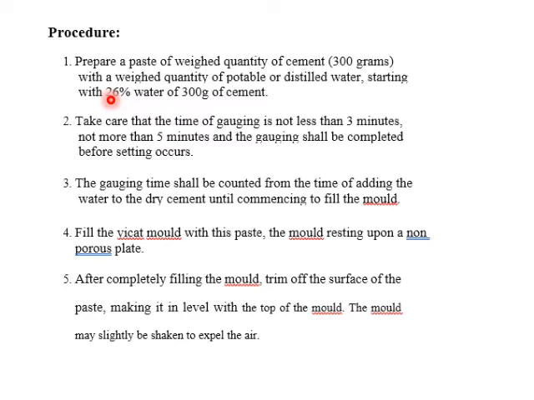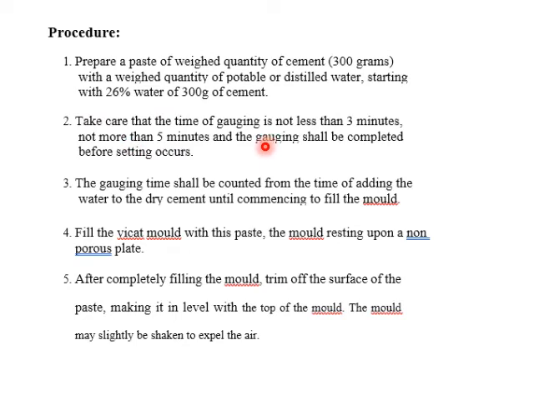So 26 divided by 100 into 300. Okay. So calculate that and take a measuring jar, take the right amount of water. And since this is water, you need to use the lower meniscus. Okay. And once the amount of cement and water is kept ready, then you need to check the gauging time.